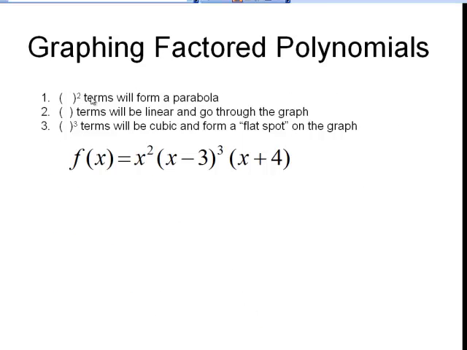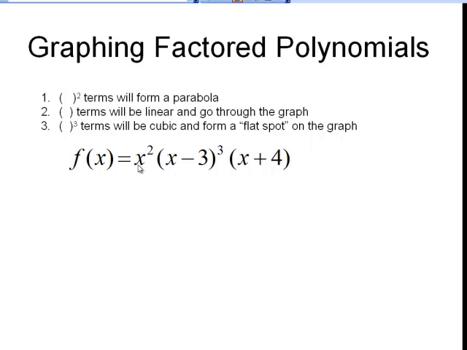If you have a square, it's going to look like a parabola, which is U-shaped. If it just has a first power, it's going to have a line, which is linear. Third power are cubic, and cubic functions go down and flatten out. So we have x squared, x minus 3 cubed, and x plus 4 to the first.